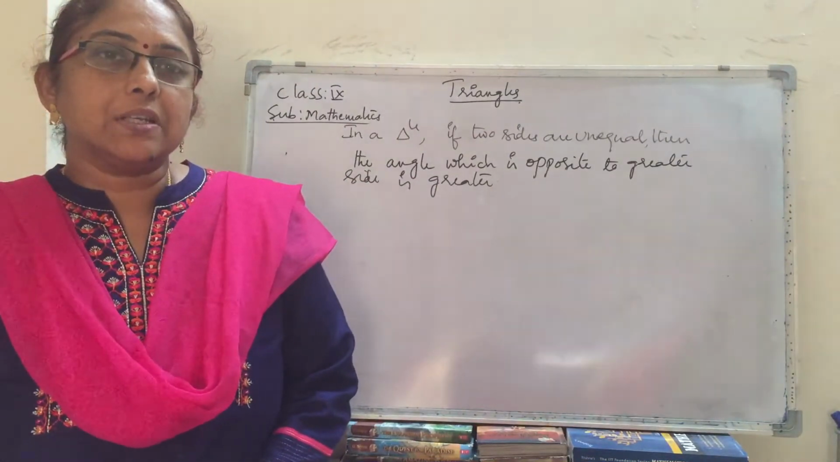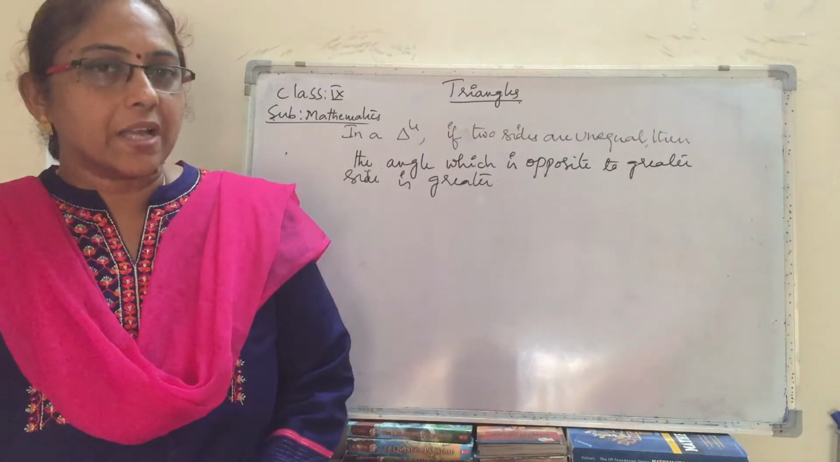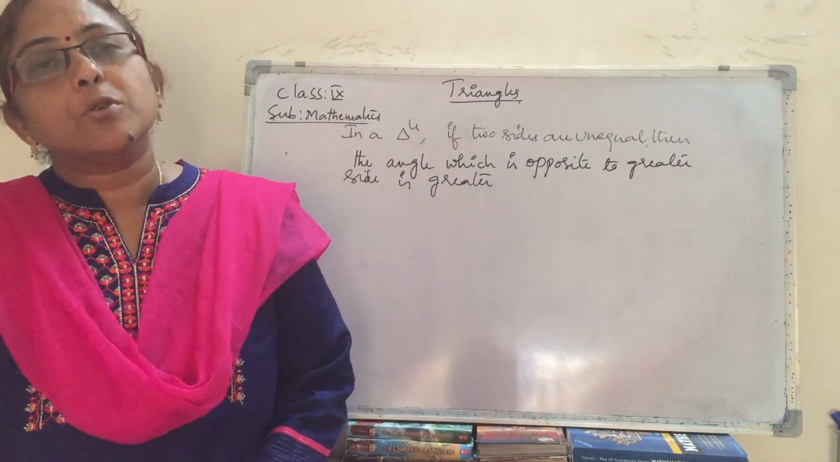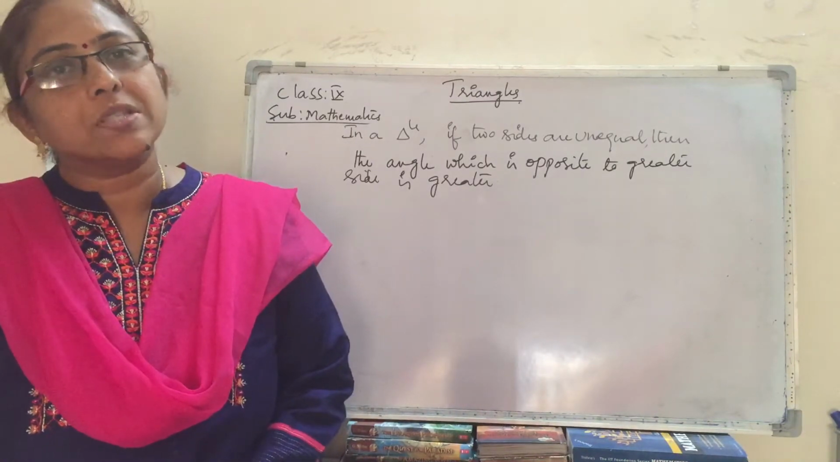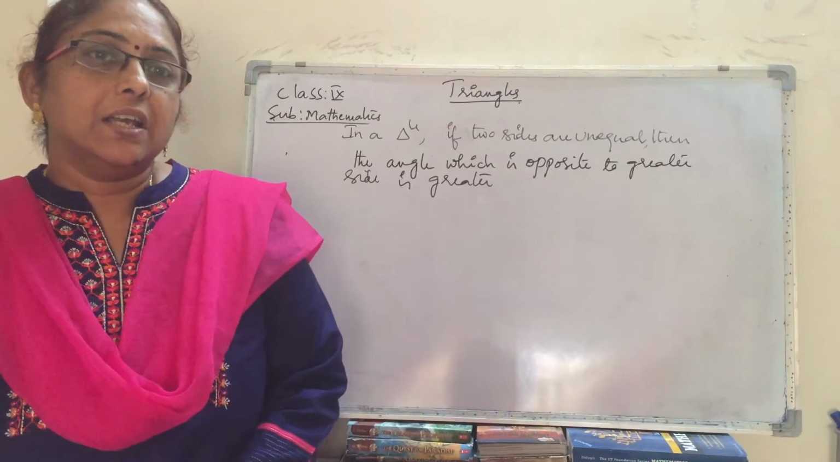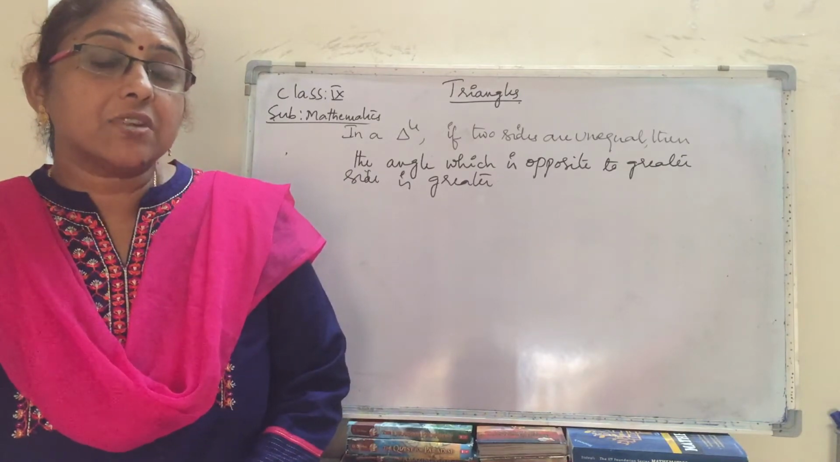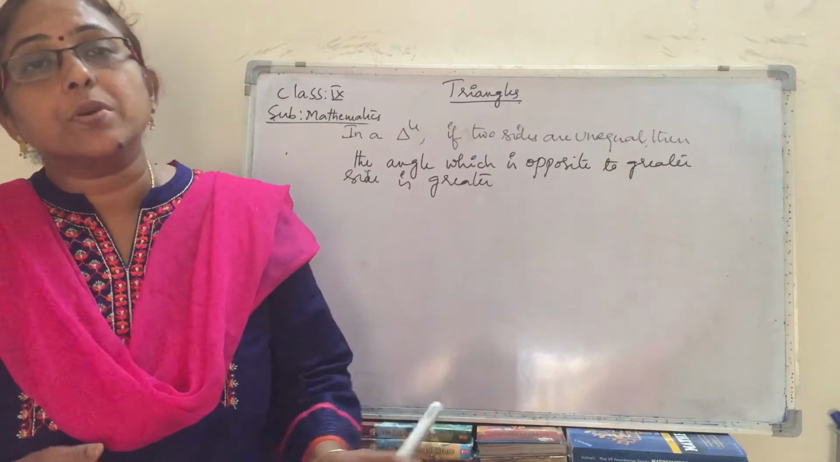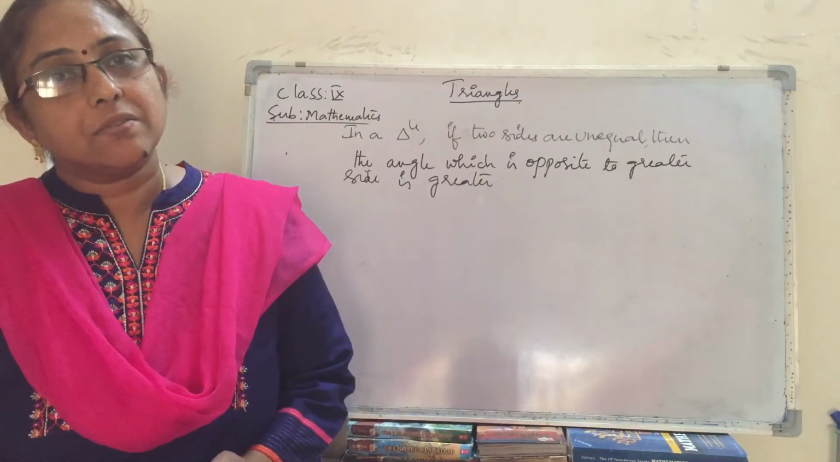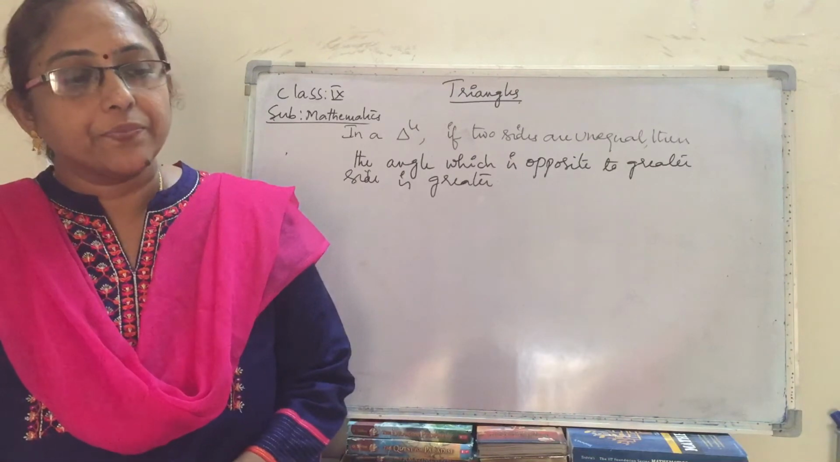So what are the properties we proved? In a triangle, if two sides are equal, then their opposite angles are equal. And in a triangle, if two angles are equal, then their opposite sides are equal. So we proved these two properties.